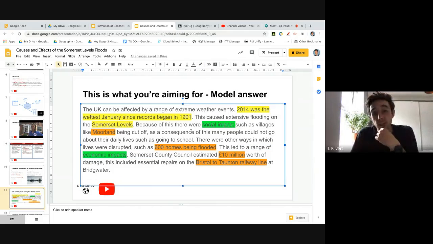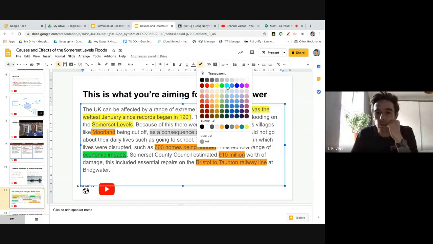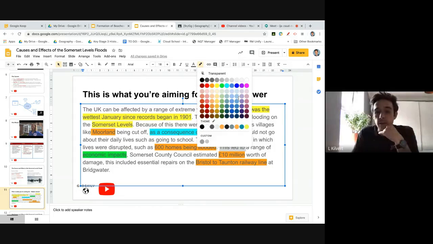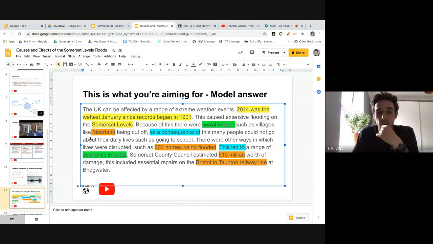Now, in addition to this, I've used connectives to be able to explain. So 'as a consequence of' is an example of a connective to add that little bit more detail. If we read the sentence back, it says, because of this, there were social impacts such as villages like Moorland being cut off. As a consequence of this, many people couldn't go about their daily lives. So I've used that connective to explain in a bit more detail. Another connective down here: this led to a range of economic impacts.